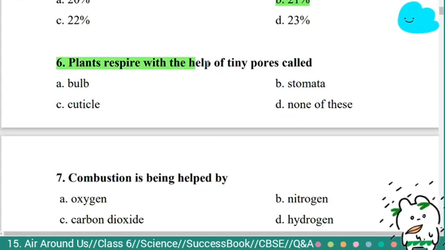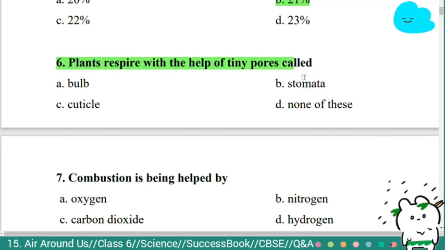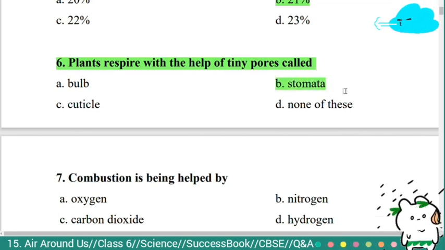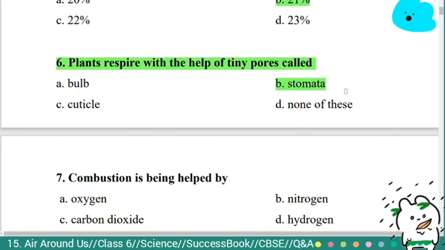Sixth question, plants respire with the help of tiny pores called option A. Bulb, B. Stomata, C. Cuticle, D. None of these. Here the correct answer is option B, stomata. Plants respire with the help of tiny pores called stomata.